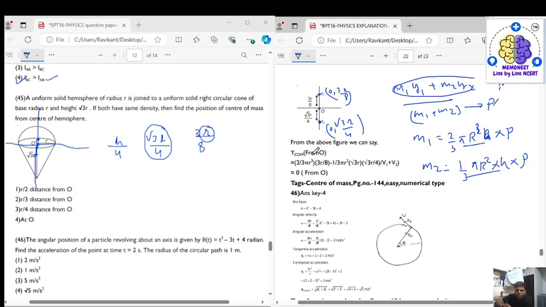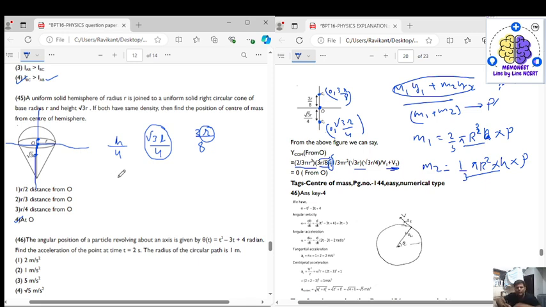So here, volume of the hemisphere into its coordinate plus volume of the cone into its coordinate, right? Here it will be a minus sign because the coordinate for the cone is negative. So the sign will come as minus upon the sum of the volumes of the two bodies, right? Solving this, we get our answer as 0. That is, the center of mass will be at 0 position on the y-axis, that is, at the origin, right? So the correct answer for question number 45 is option 4, right?